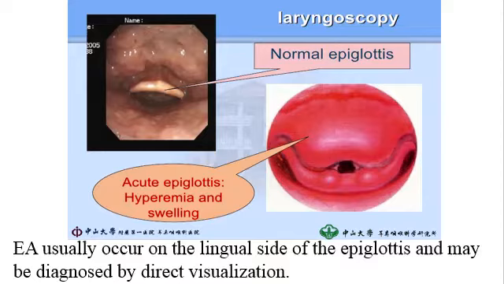Now about the epiglottis. Epiglottis abscess usually occurs on the lingual side. It's the normal epiglottis, the lingual side of the epiglottis. It's in the normal larynx, but in that picture we can see it is the epiglottis, and it may be diagnosed by direct visualization.